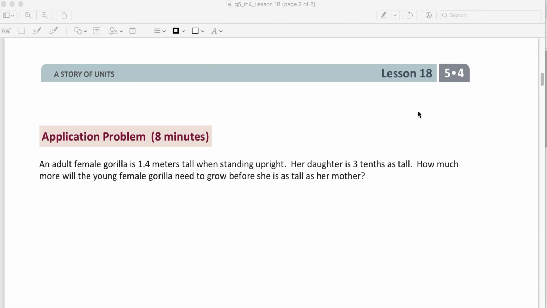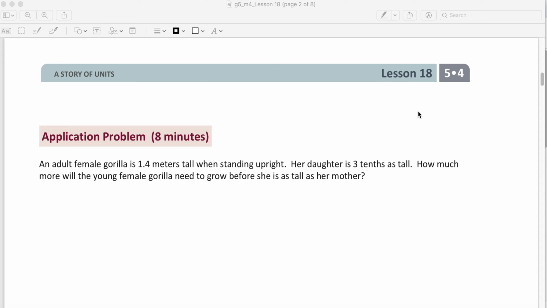An adult female gorilla is 1 4/10 meters tall when standing upright. Her daughter is 3/10 as tall, meaning 3/10 as tall as the adult, their parent. How much more? Now that's probably an indication of subtraction here. How much more will the young female gorilla need to grow before she is as tall as her mother?